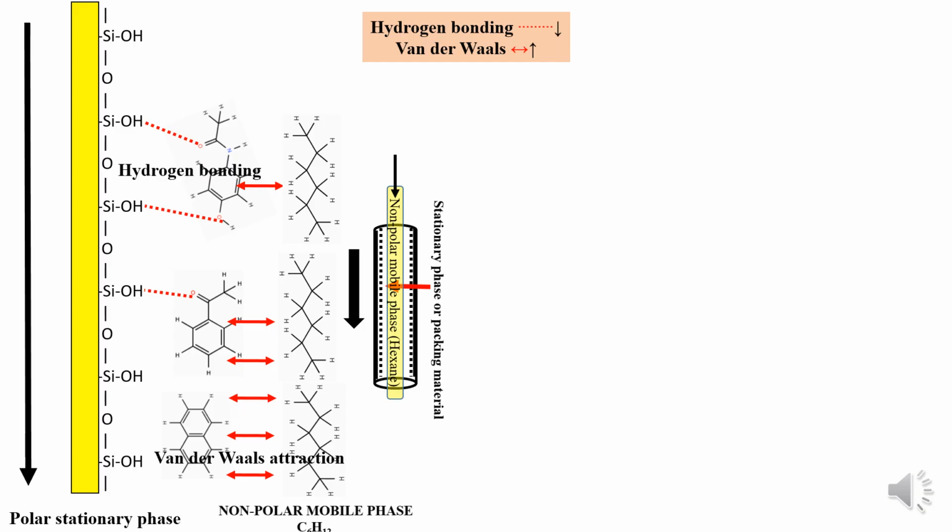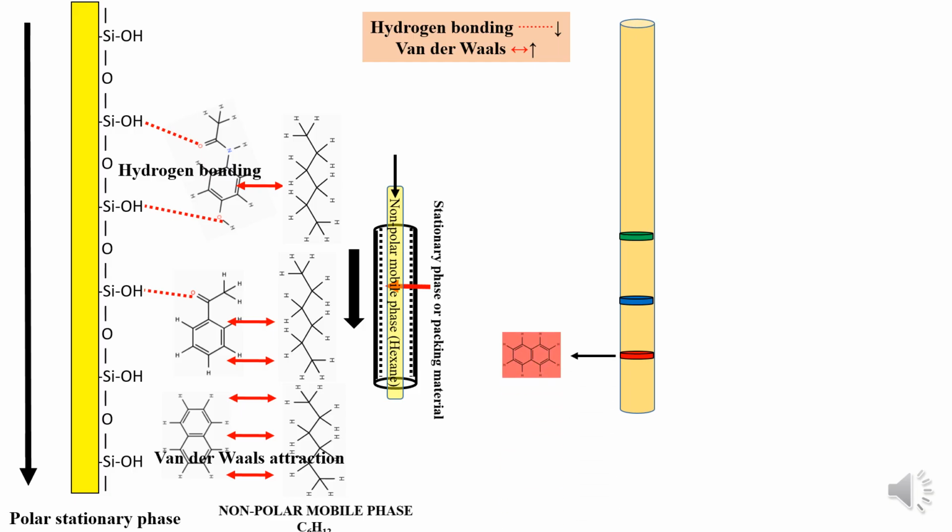So you can see that hydrogen bonding decreases as you go down the column, while the van der Waals attraction increases. So it will be the non-polar naphthalene molecule that comes out of the column first as it interacts strongly with the non-polar mobile phase hexane via van der Waals attraction. This will be followed by the acetophenone molecule, which is of intermediate polarity, and the molecule that is finally eluted out of the column is highly polar in nature, that is paracetamol, and will be eluted last.